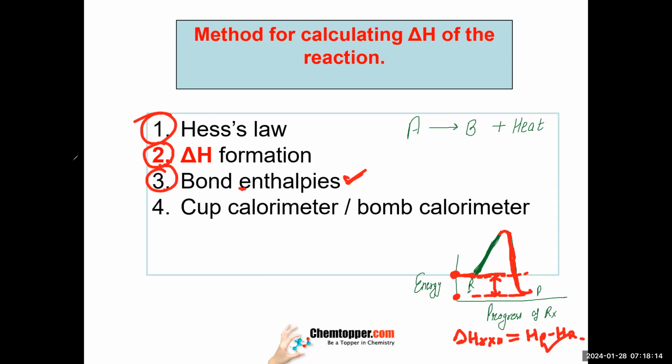Here we are going to calculate delta H of the reaction using different types of reactions. Three, four reactions are given to you and their enthalpies are given. Delta H of reactions are given and you are going to combine these reactions to get the desired equation. So very interesting topic, very simple.